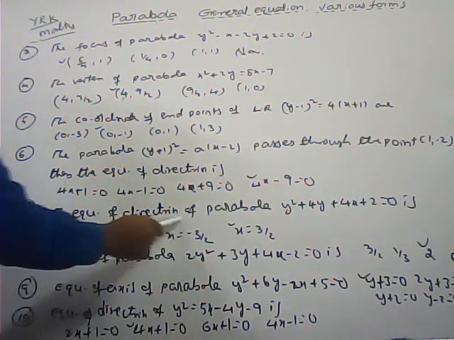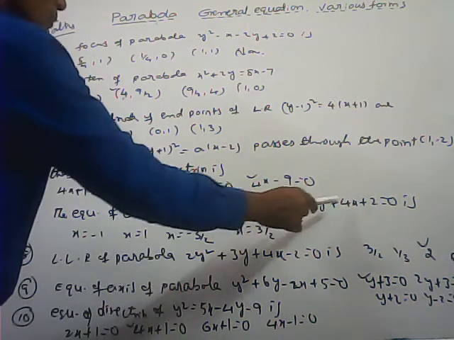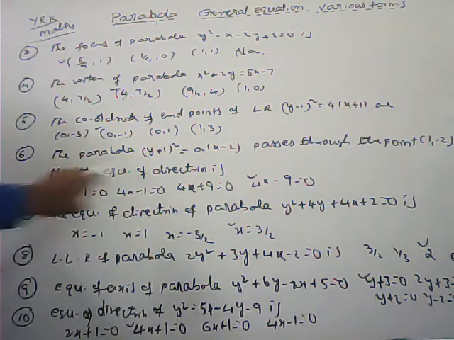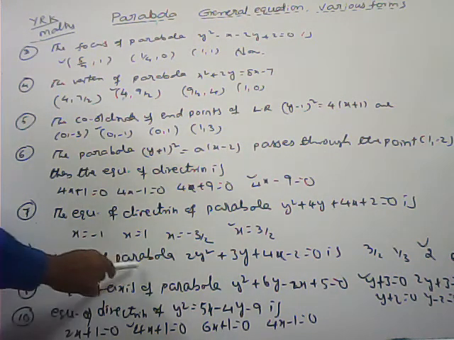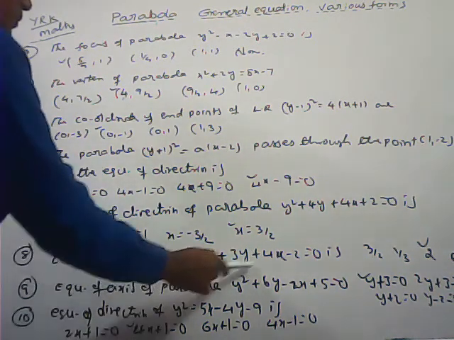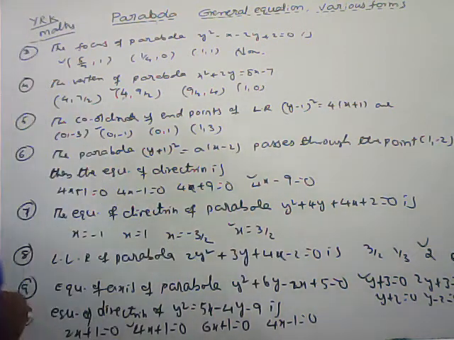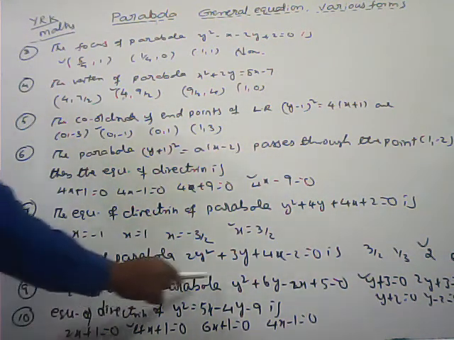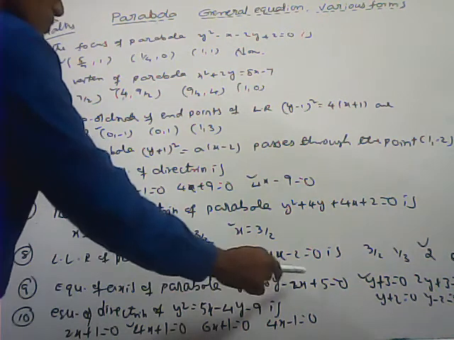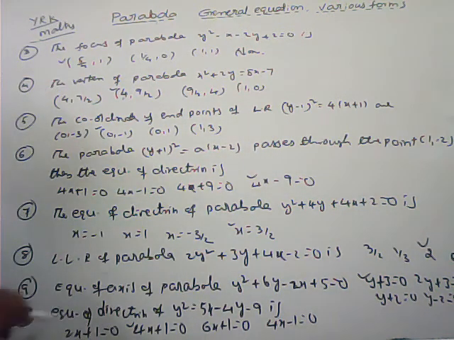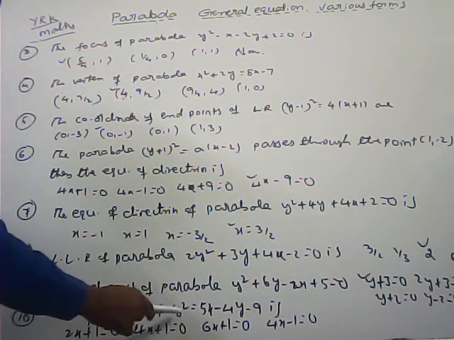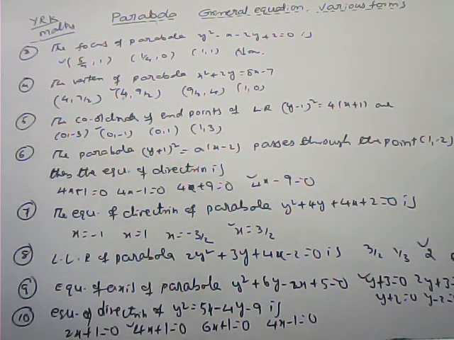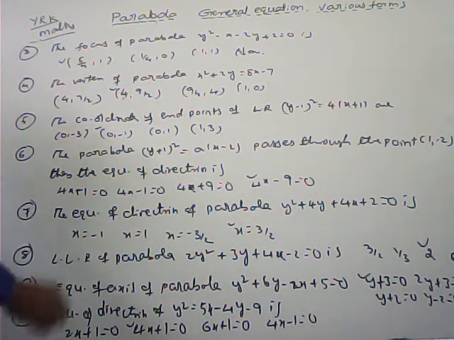The equation of the directrix of the parabola y² + 4y + 4x + 2 = 0 is. The length of the latus rectum of the parabola 2y² + 3y + 4x − 2 = 0 is. The equation of the axis of the parabola y² + 6y − 2x + 5 = 0. The equation of the directrix of y² = 5x − 4y − 9 is. These are the options.